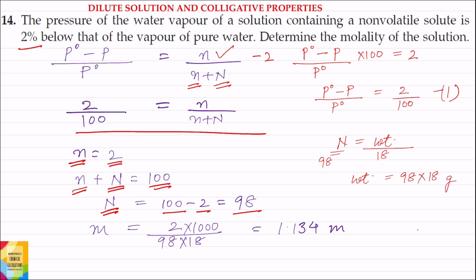Now this weight of water is in grams. So weight of water in kgs will be equal to 98 into 18 divided by 1000 kg. Now putting the values in the formula for molality, molality is equal to moles of solute, that is 2, divided by weight of water in kgs, and solving, the molality of the solution is 1.134 m.